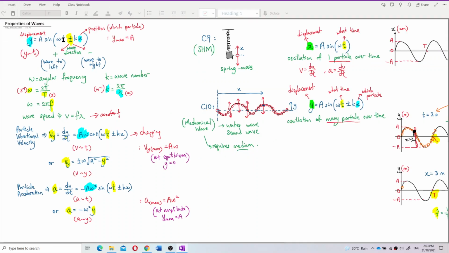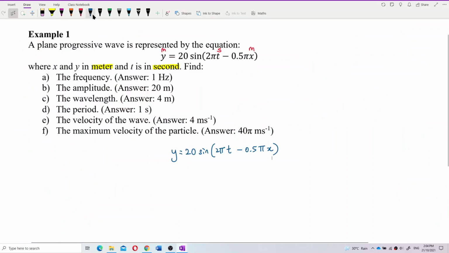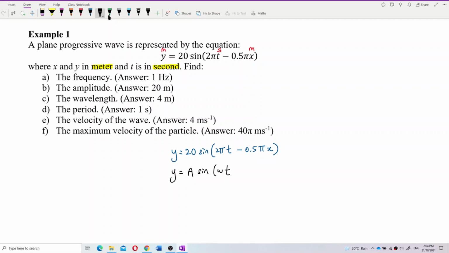For progressive wave, y equal to a sine omega t and then plus minus kx. Okay, so write that out. Yeah, write that. The general formula is y equal to a sine (omega t plus minus kx). Okay, good. Now compare it with the general formula. So here we have amplitude.